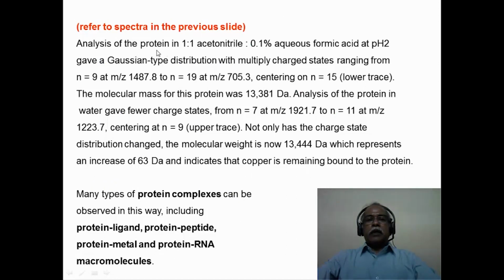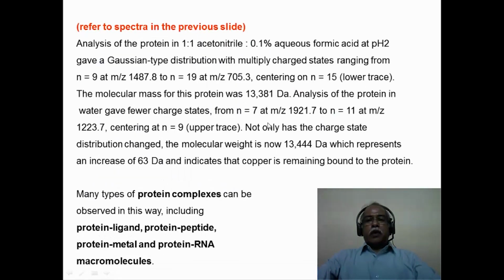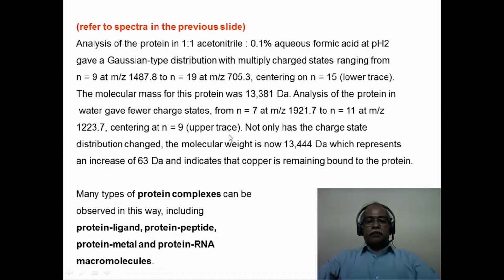The analysis of the protein in a 1:1 acetonitrile aqueous formic acid at pH 2 gave a Gaussian distribution of multiply charged ions. This is the Gaussian distribution we are talking about, and at a lower pH, for example, fewer charged ions are being given here. Not only that, this is bound to copper and this is not bound to copper, which is evident from the difference in the molecular weight calculated for the top spectrum and the bottom spectrum, which has a molecular weight difference of 63, corresponding to the copper ion in this particular case.